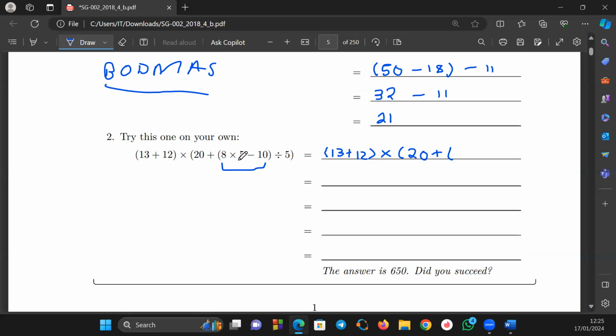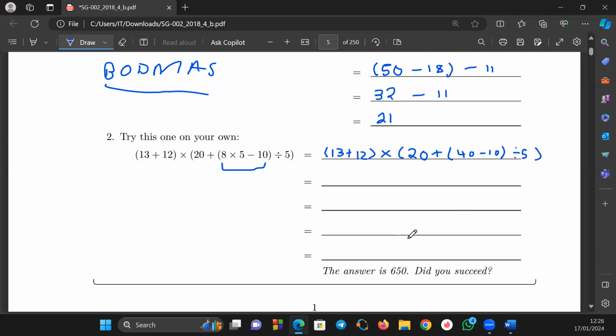So if you say 8 times 5, what is 8 times 5? It's going to be 40. You can use your calculator. How do I know that it is 40? When I'm not using a calculator, I say 8 times 4. I know that 8 times 4 is 32. Then I add 8 again, it's going to be 40. Then you will put minus what? Minus 10. Then you divide by 5. So you will put brackets again.